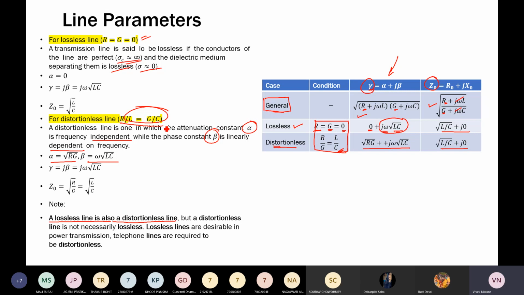If you put into this condition 0 upon L is equal to 0 upon C, so definitely 0 is equal to 0. The condition is satisfied. So a lossless line is also a distortionless line, but a distortionless line is not necessarily a lossless line. It cannot be said vice versa.